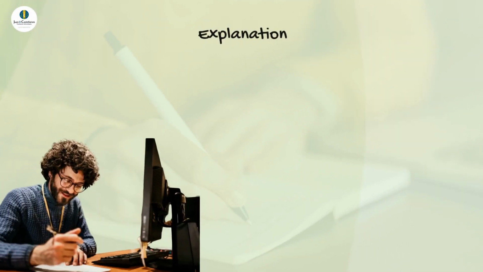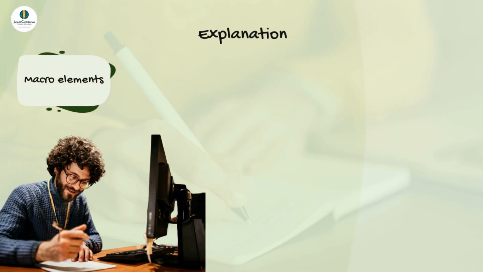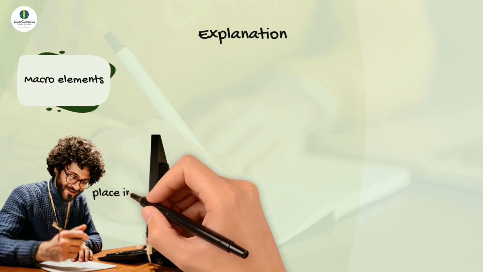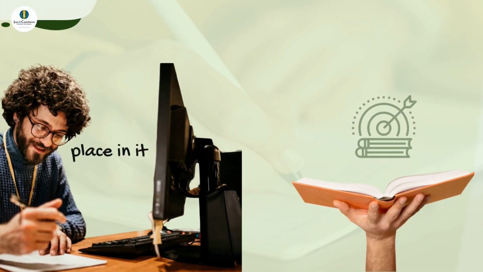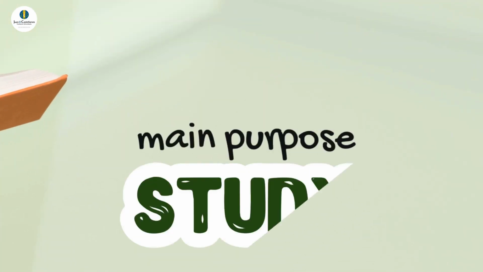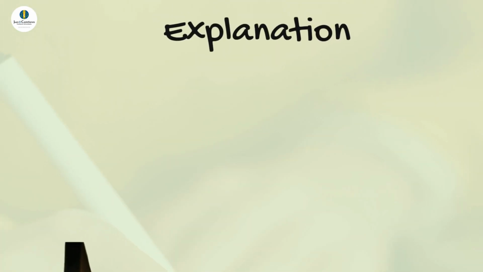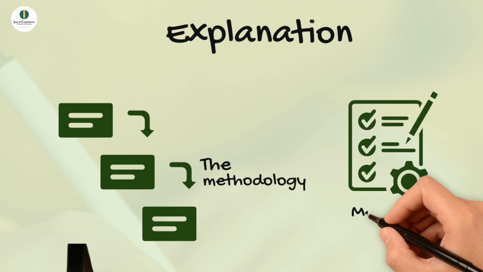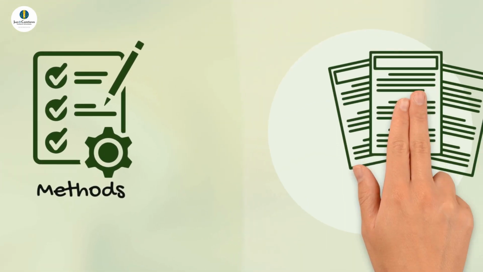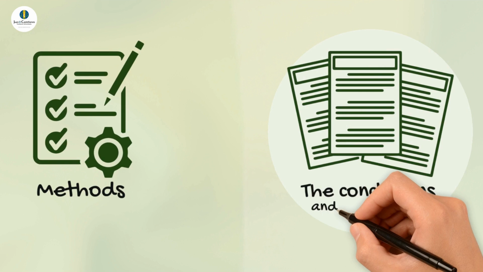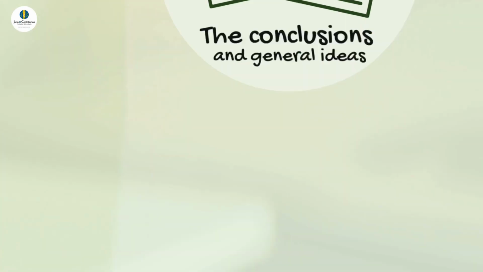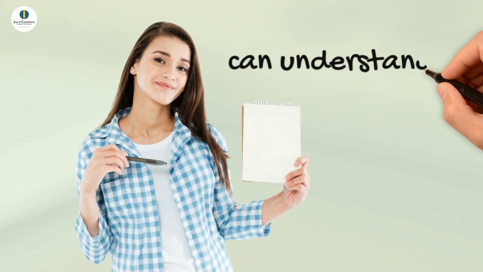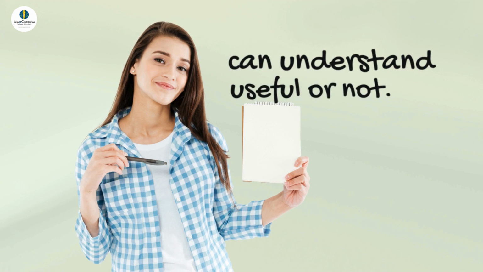Explanation. These are the macro elements that the author of an abstract is supposed to place in it. The author states the main objective of the research, which is the main purpose of the study. The methodology corresponds to all the different methods that were used to proceed and achieve the main objective. Finally, the conclusions and general ideas are written in the abstract, so the reader can understand if the research is useful or not. Don't forget to take a look at the diagram.